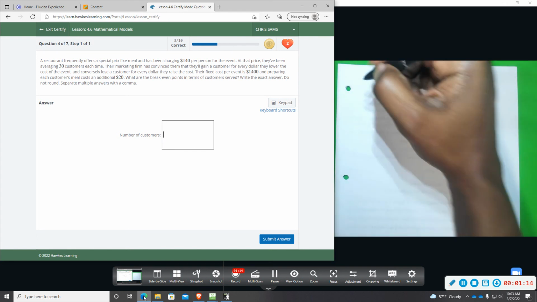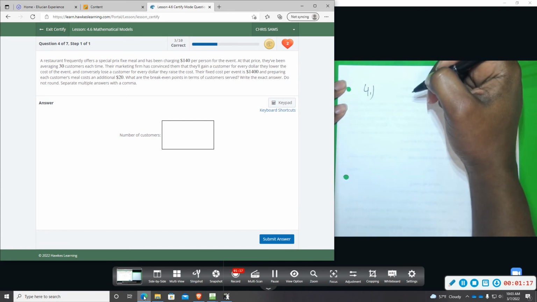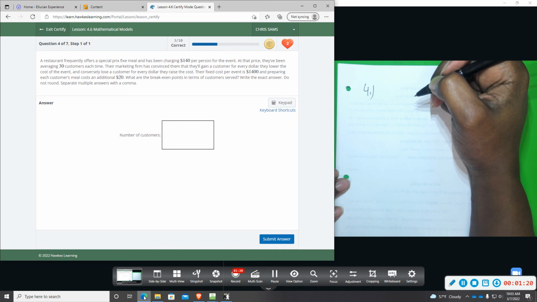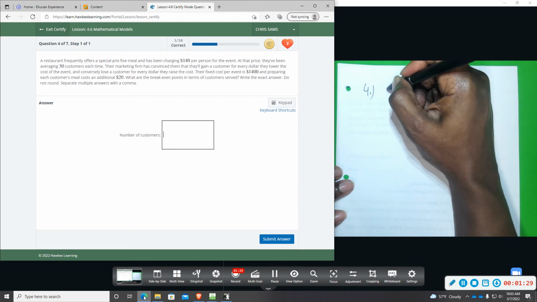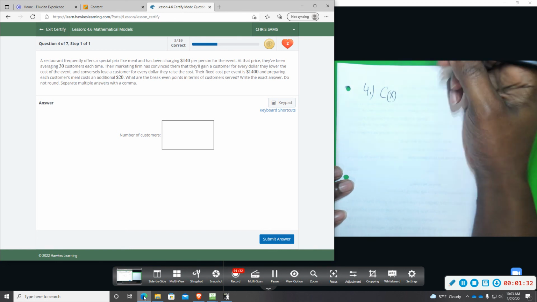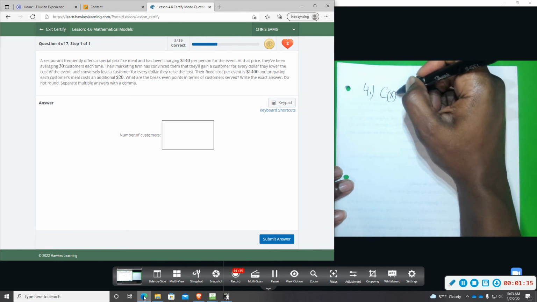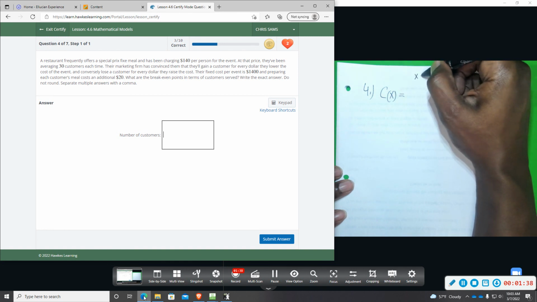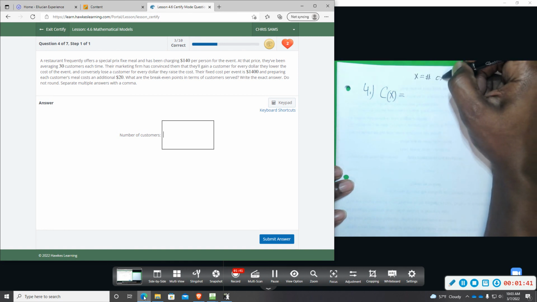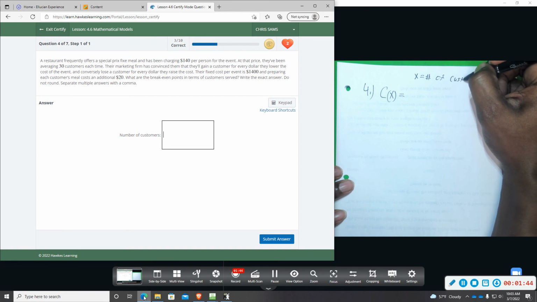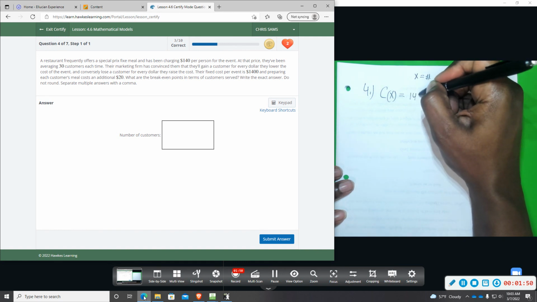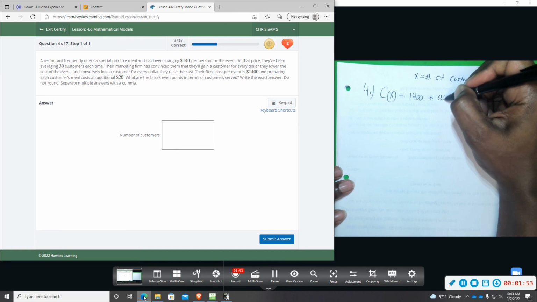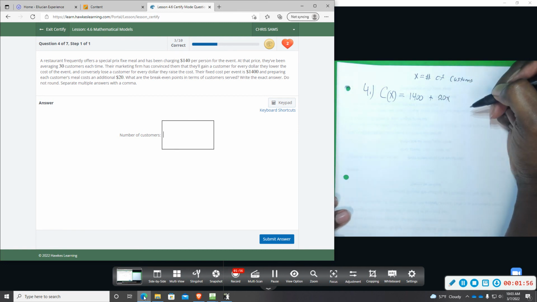So with number 4, we have some event going on, and we have a cost, and we're making money on it. We want to know what our break-even point is. The cost is what we start with, what it costs us to do the venue. So I'm doing C(x). C is cost, x is the number of customers. The cost was $1,400, and then it costs $20 per plate.